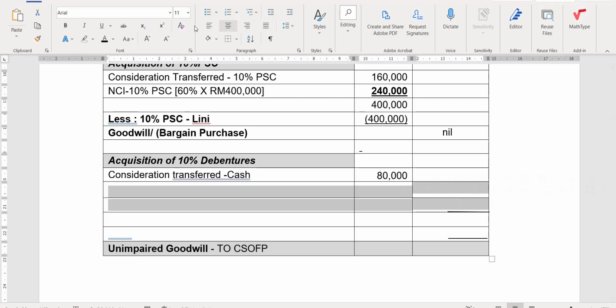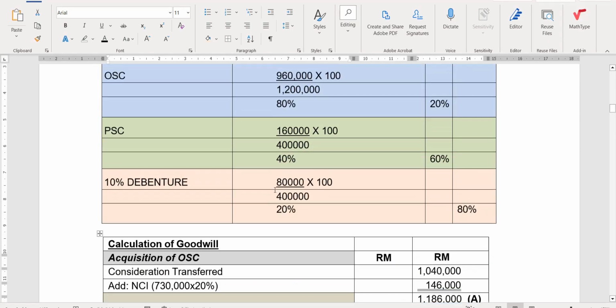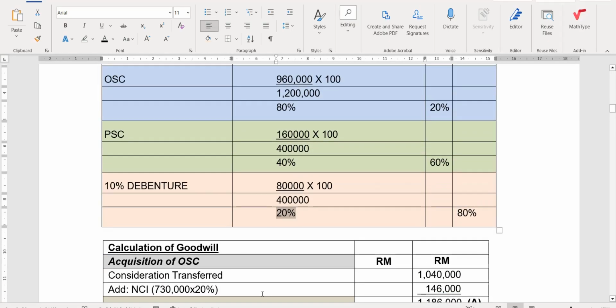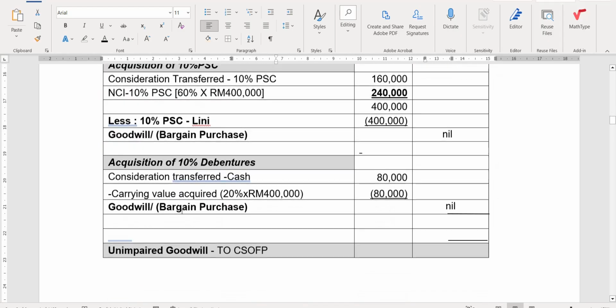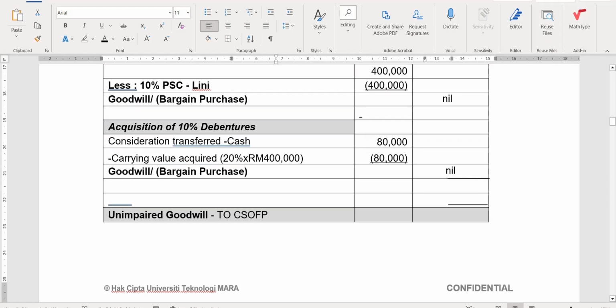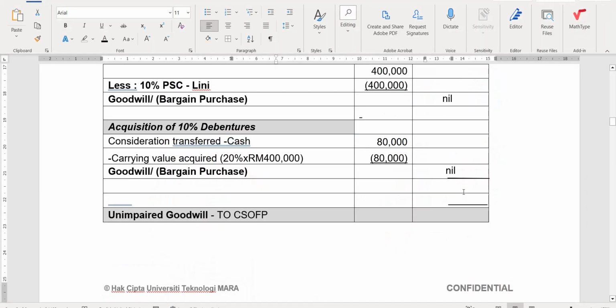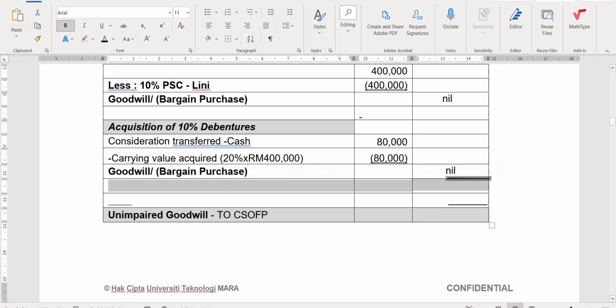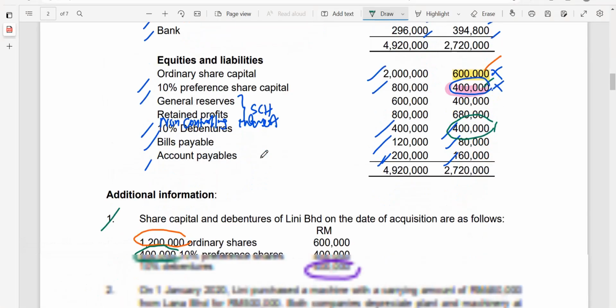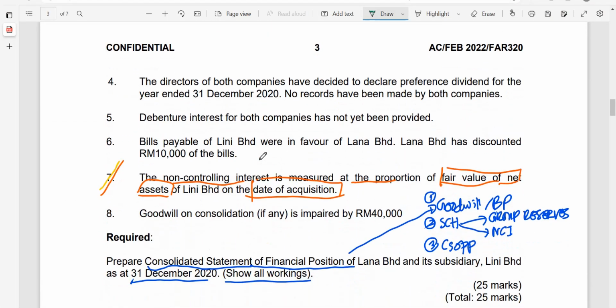What you will do is just compare them with the percentage of the carrying value acquired in the subsidiary. So it was 20% from this calculation here, and take 20% from the debentures in the subsidiary, which was 400,000, this one. Therefore you have no goodwill as well, so the total of the goodwill is still at the same figure, 456,000.